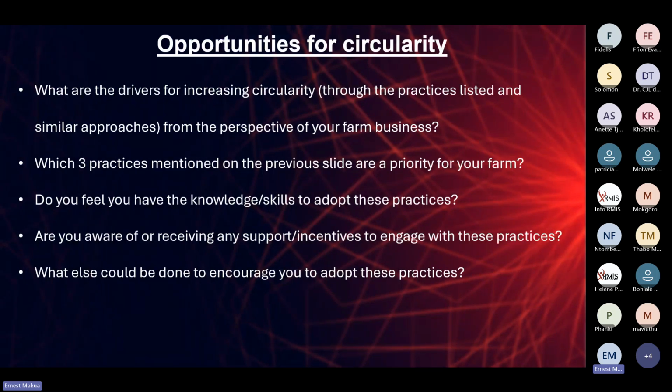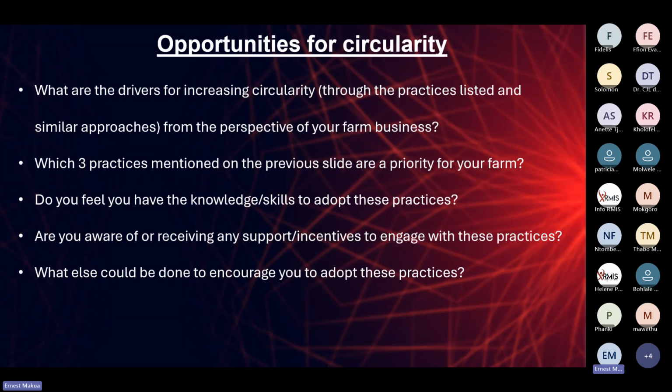Are you aware of, or receiving, any support or incentives to engage with the practices? Incentives, we're speaking to the support that the farmers themselves may get from the industry, or may get from the government, that can assist them in ensuring that they practice a circularity system on their farms, and also it will be assisting in terms of climate smart as well. And the last question that we ought to ask them is, what else could be done to encourage you to adopt these practices? Some of them, you would imagine, might say they want to see how that is going to benefit their farms.